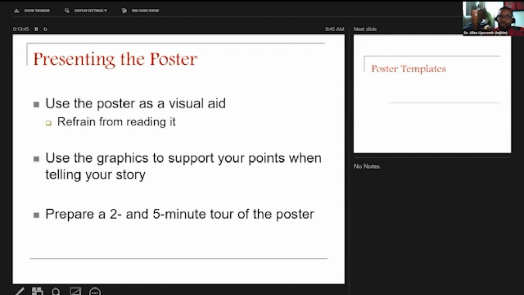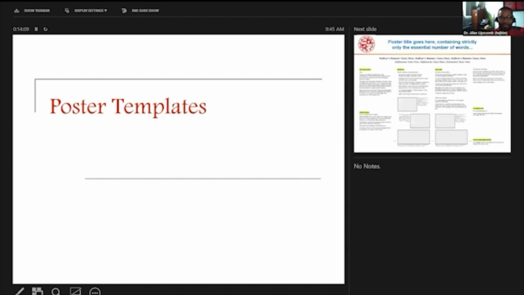You want to prepare a 2-minute spiel about your research and a 5-minute one, right? Why? Because some folks may not have a lot of time, and so you want to give them the quick and dirty 2-minute version. Some folks are interested, and so they're hanging out for a while at your poster. So then you give them the 5-minute version of your poster, okay? Or the 10-minute, depending on how long they hang out.